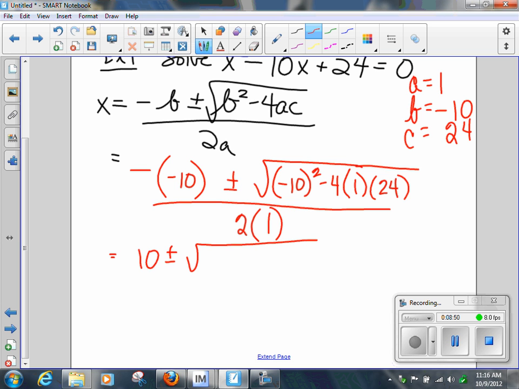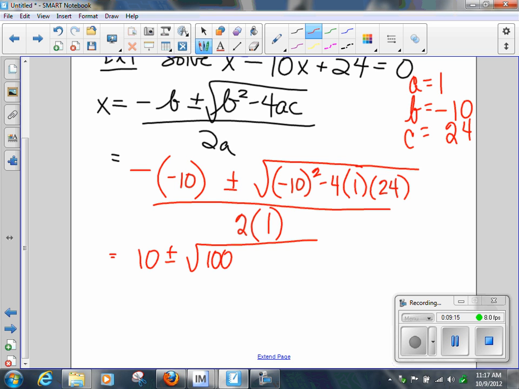In your calculators, don't you dare tell me that negative 10 squared is negative 100. I may accidentally fall into you with my elbow. Don't you dare tell me. But my calculator told me. But you know that negative 10 times negative 10 is what? Positive 100.